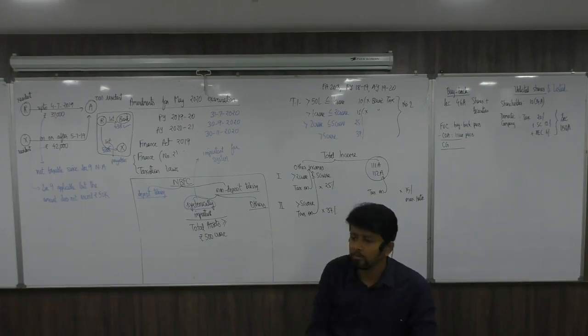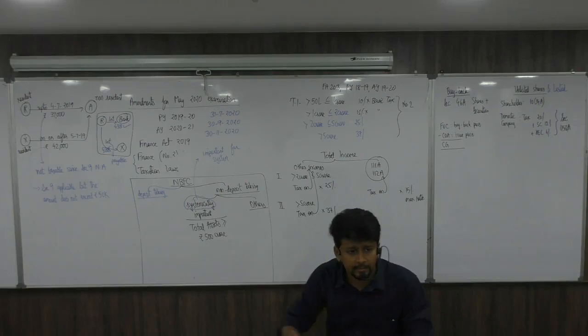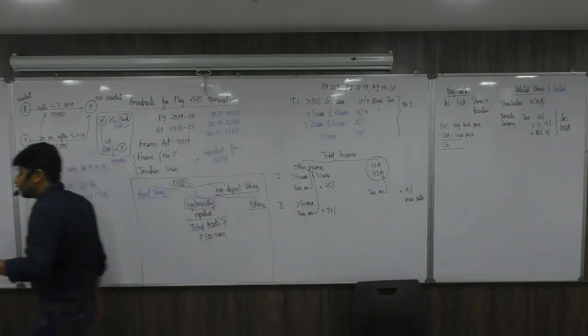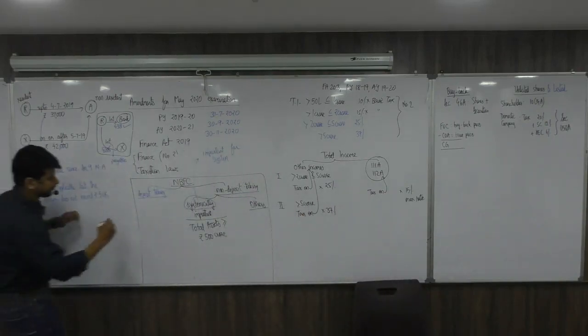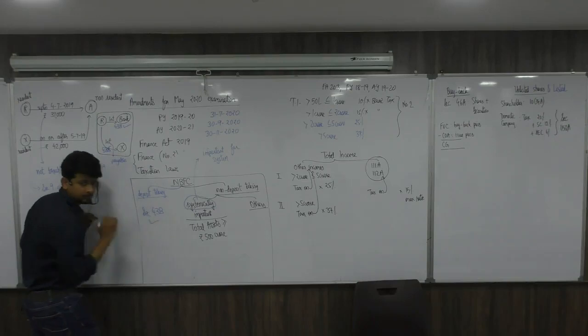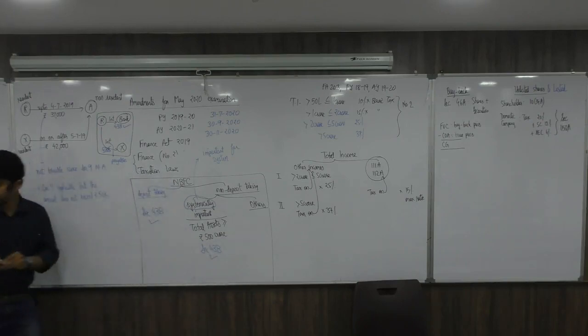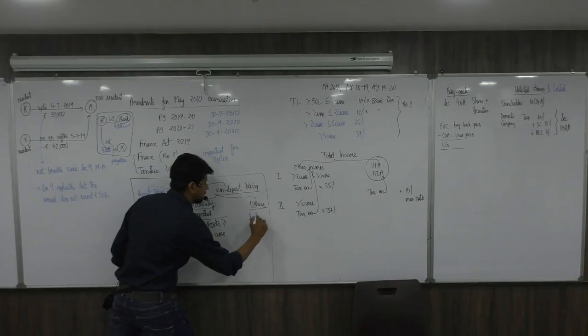And what will "others" mean? It is simple: where the total assets are less than 500 crores, Section 43B is applicable here. Section 43B is applicable here. Section 43B is not applicable here.